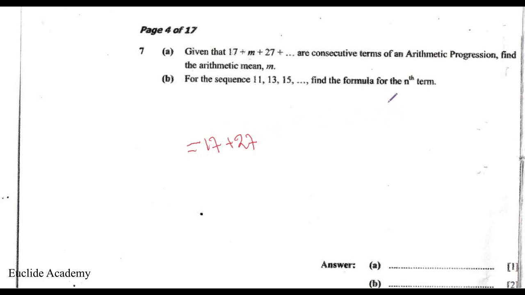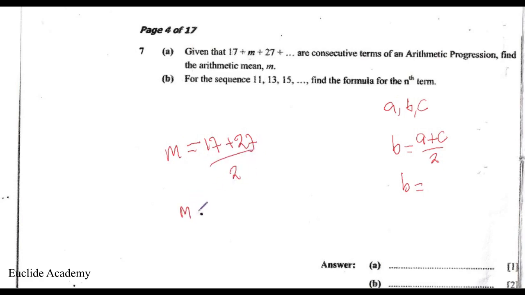So if we have the consecutive terms a, b, c, then b is the arithmetic mean of a and c. How you find the arithmetic mean b is by adding a plus c, then you divide that by 2, so that will give you b. So here the arithmetic mean m is equal to 17 plus 27, divided by 2.